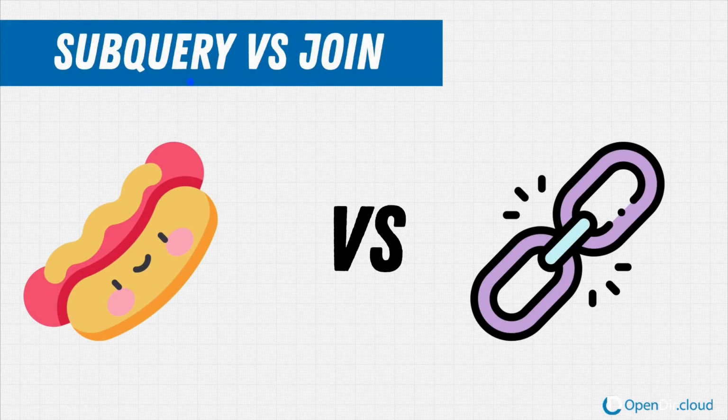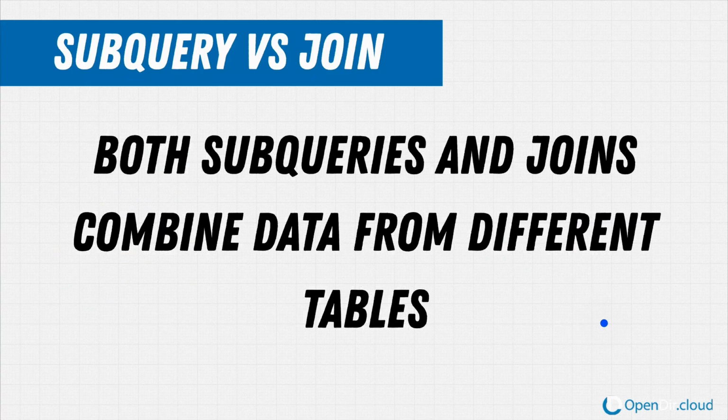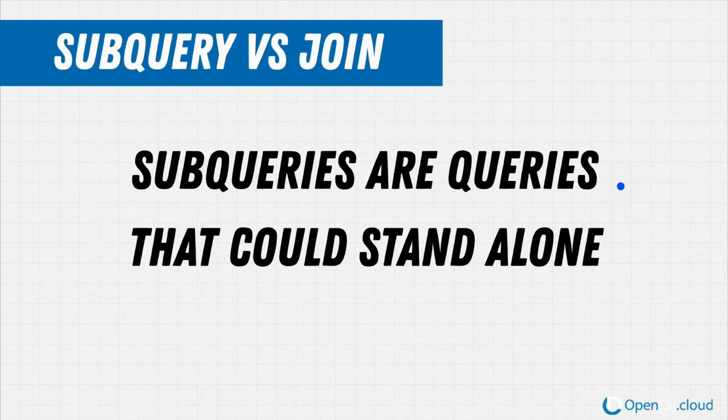Let's take a look at some of the differences between a subquery and a join, otherwise known as the hot dog versus the chain. My analogies are really, really reaching at this point. But what I'm trying to get at is, when we use subqueries versus when we use joins, what are we trying to accomplish? When we look at subqueries and joins, both combine data from different tables. So they're trying to pluck data from somewhere else and use it in the current query. But subqueries are queries that could stand alone.